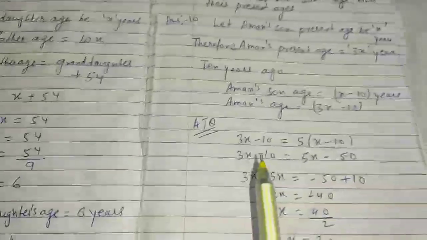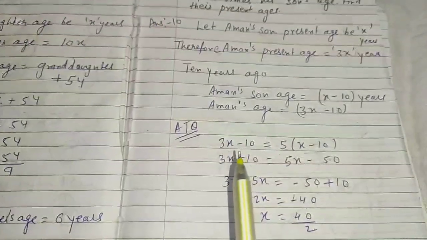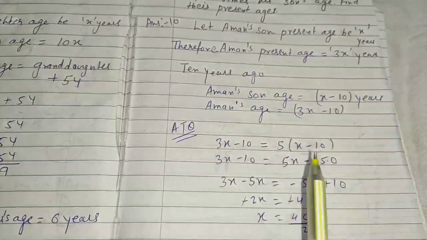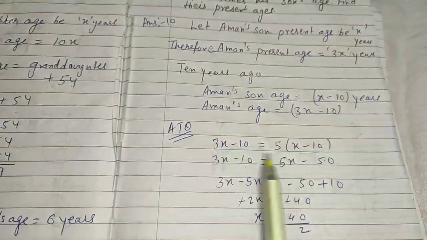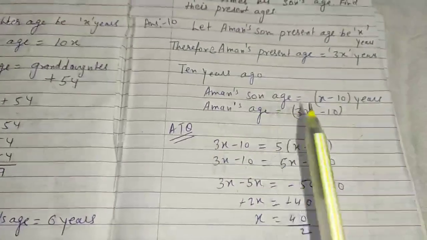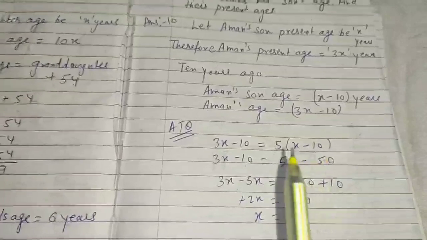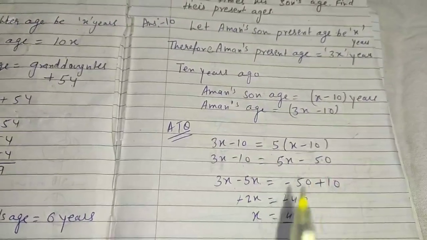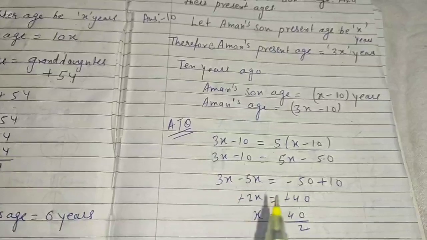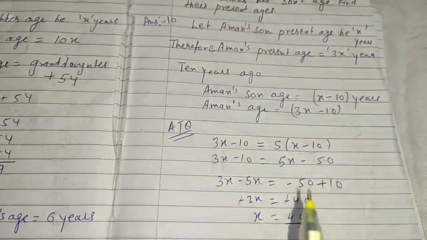But according to the question, it is also said that Aman's age 10 years before is 5 times his son's age. That means this is Aman's age, and that equals 5 times what? His son's age 10 years ago. So 3x minus 10 equals, on multiplying, 5 into x, 5x, and 5 multiplied by minus 10, minus 50. This 5x will come to that side, 3x minus 5x, and this minus 10 will go to that side with a plus, but minus 50 we will write in front.